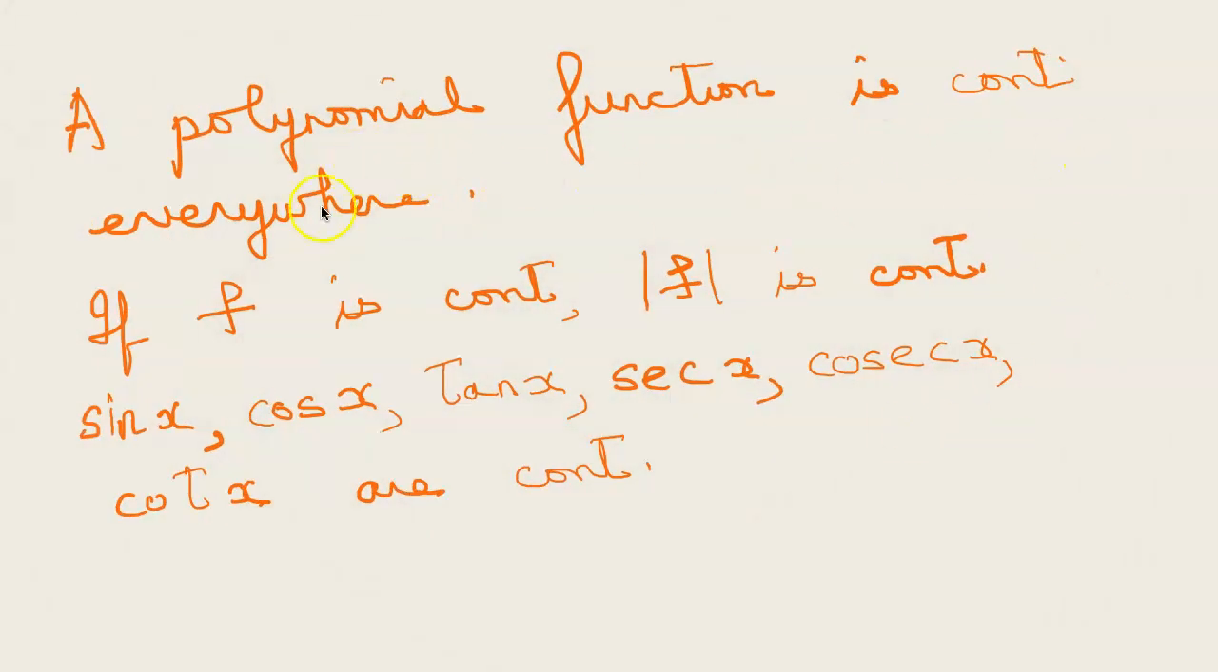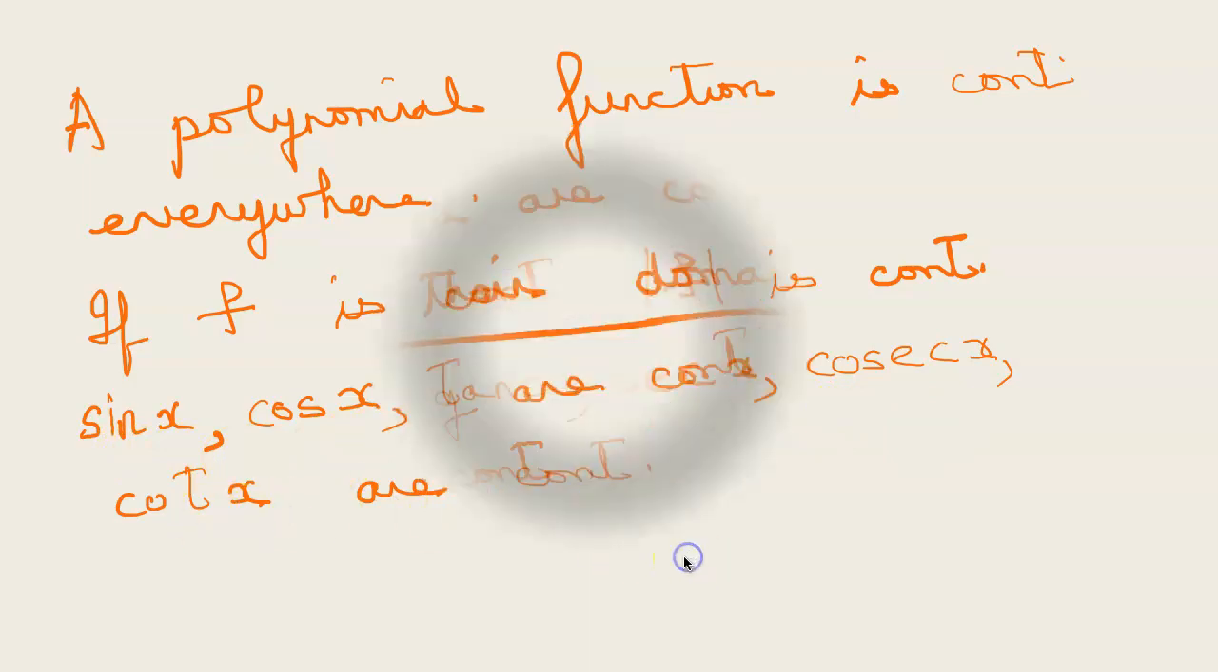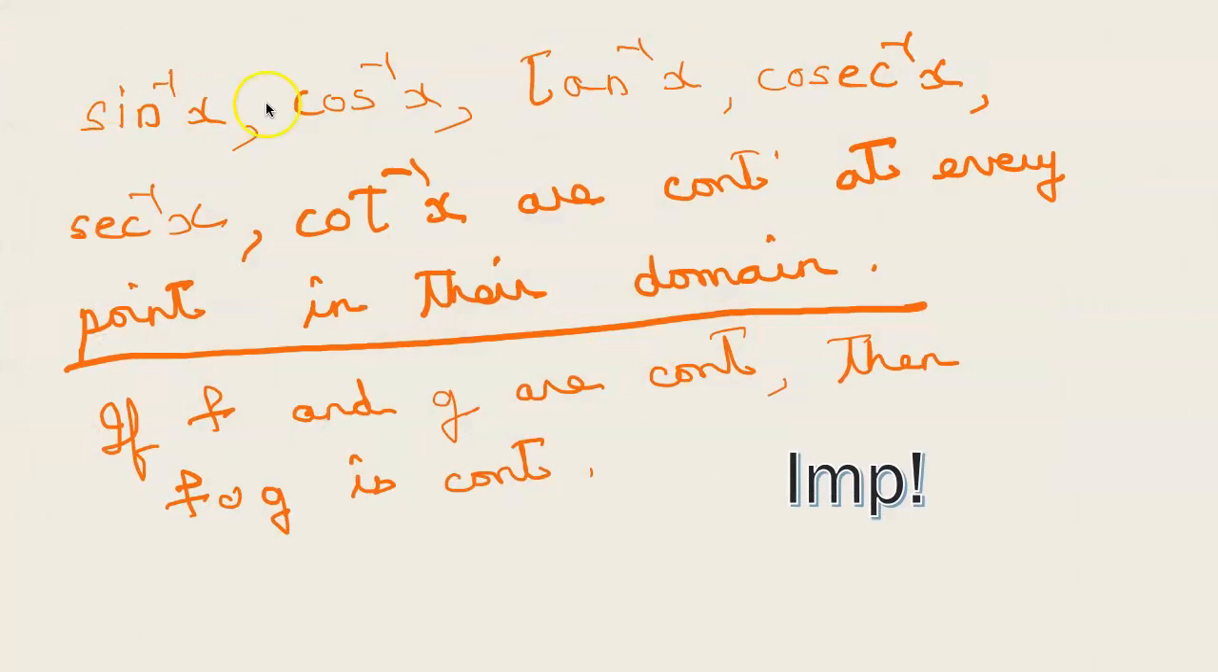A polynomial function is continuous everywhere, and if f is continuous, then mod f is also continuous. And all the trigonometric functions sin x, cos x, tan x, sec x, cosec x, cot x are all continuous. Sin inverse x, cos inverse x, tan inverse x, cosec inverse x, sec inverse x, cot inverse x, all the inverse trig functions are continuous at every point in their domain. And if f and g are continuous, then f composite g is also continuous.